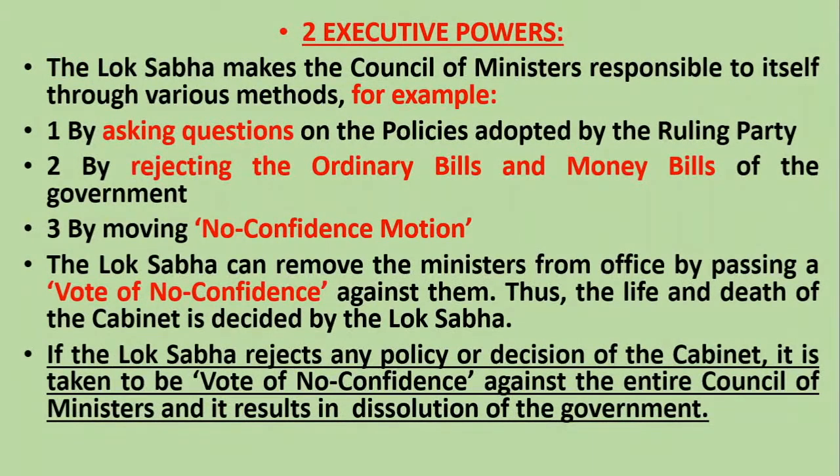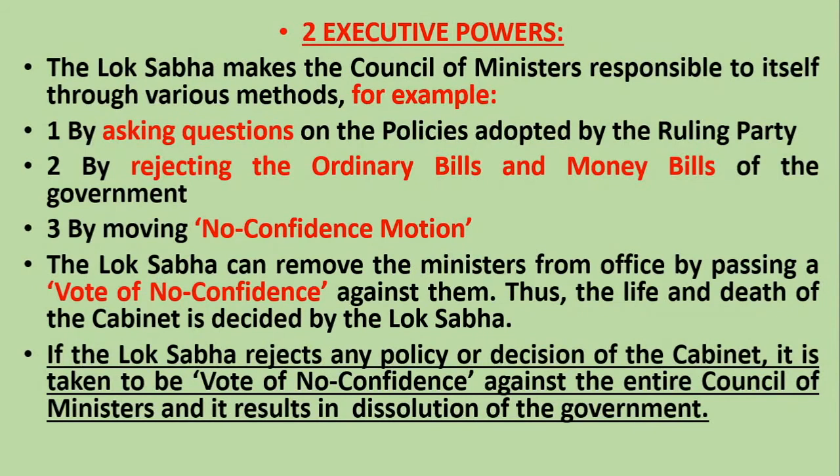Next is executive powers. The Lok Sabha makes the Council of Ministers responsible to itself through various methods. Students, this comes under the executive powers when the Council of Ministers are responsible to the legislature. There are three methods, that is by asking questions on the policies adopted by the ruling party. And you know who will ask questions? The questions are asked by the opposition members. This is how they are controlling the ruling party ministers.